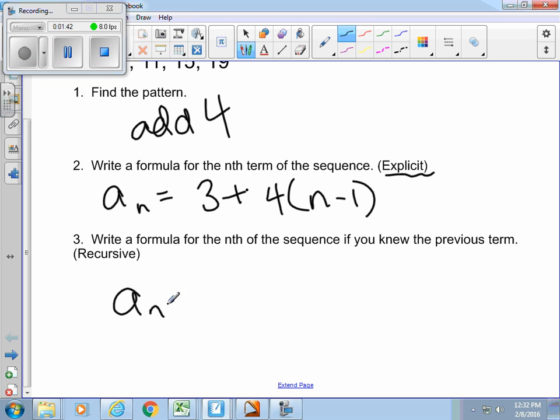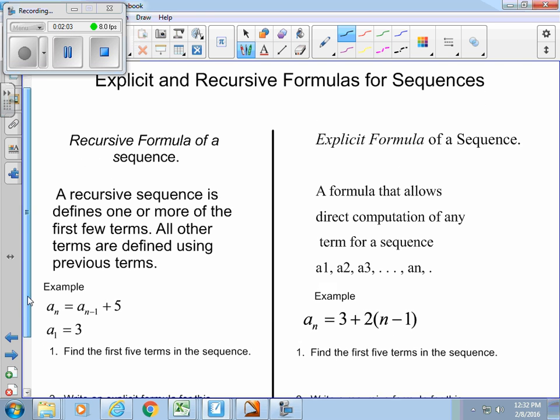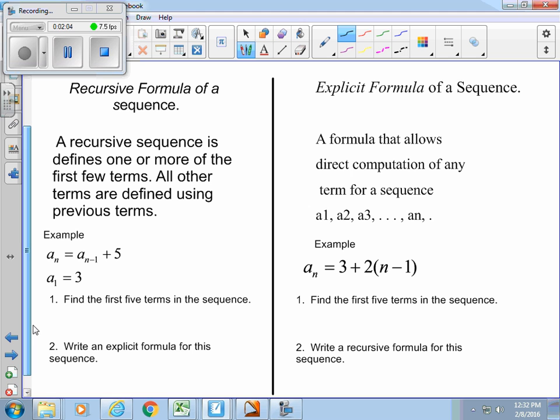So a sub n would equal the term before it, which would be a sub n minus 1, plus 4. So it would be the term before plus 4. So there are 2 ways to define a sequence. There's a recursive formula and an explicit formula.